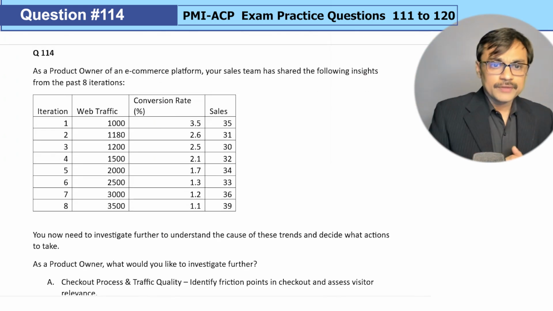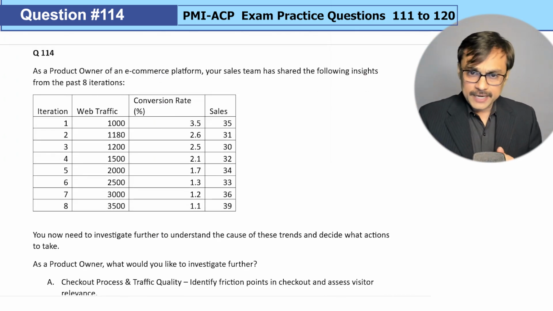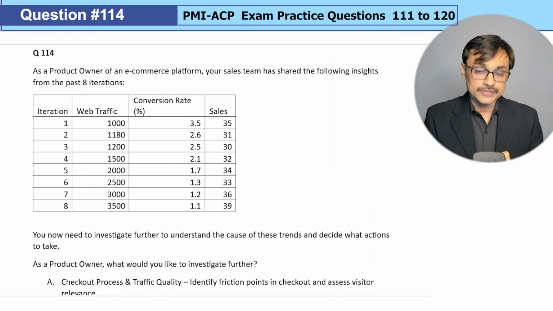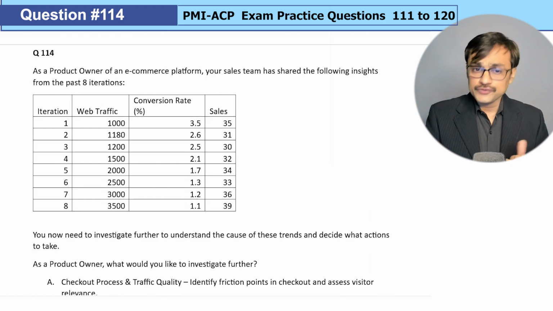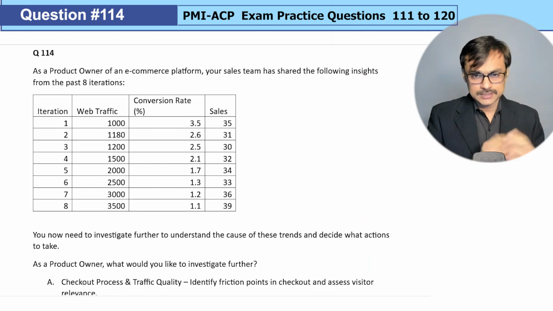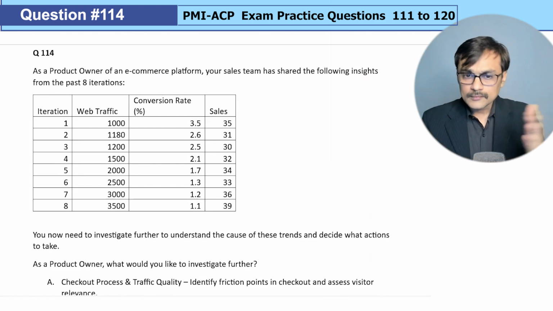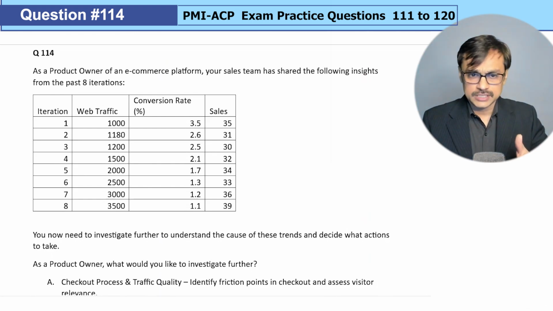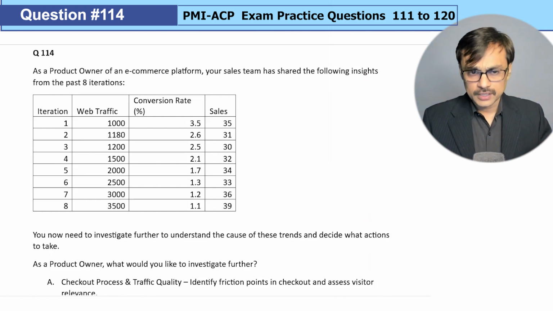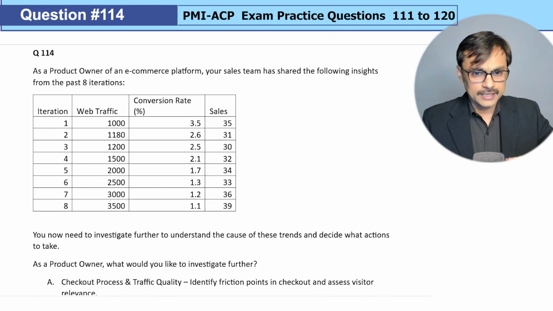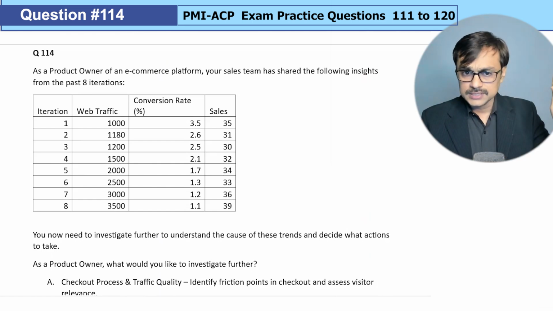Question number 114. As a product owner of an e-commerce platform, your sales team has shared the following insights from the past 8 iterations. So you have website traffic, you have conversion rate, and you have sales. Before I read the question, I can quickly scan what might be the concern area. I see a significant increase in website traffic. In iteration 1, it was 1,000, and by the end of iteration 8, it's 3,500. It was consistently increasing, and I don't see anywhere it dropped.